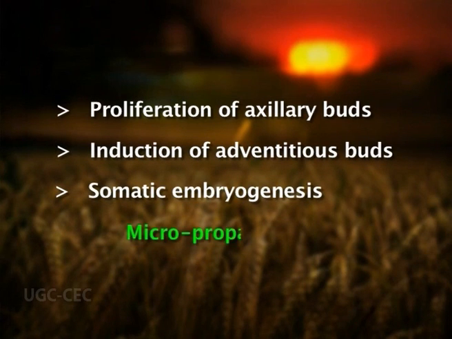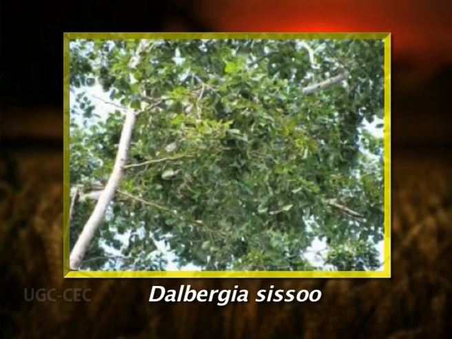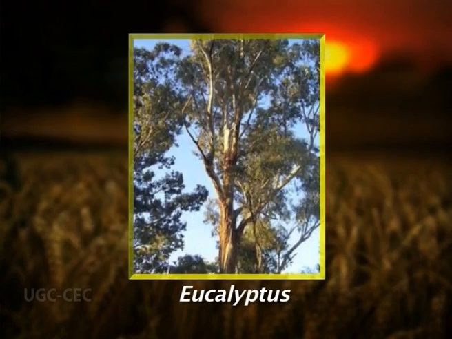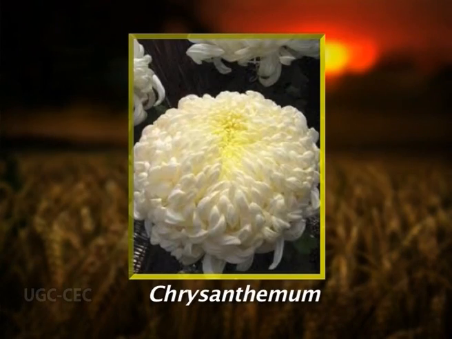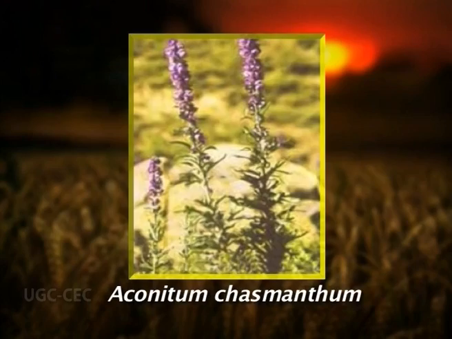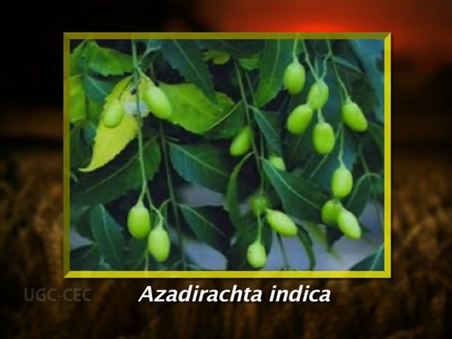This is called micropropagation. Micropropagation is being utilized for the commercial production of several ornamental and fruit trees such as Dalbergia sissoo, Eucalyptus, Begonia, Phlox, Chrysanthemum, etc. It is also being used for the large-scale multiplication of rare and endangered medicinal plants like Aconitum chasmanthum, Azadirachta indica, Rheum emodi, etc.